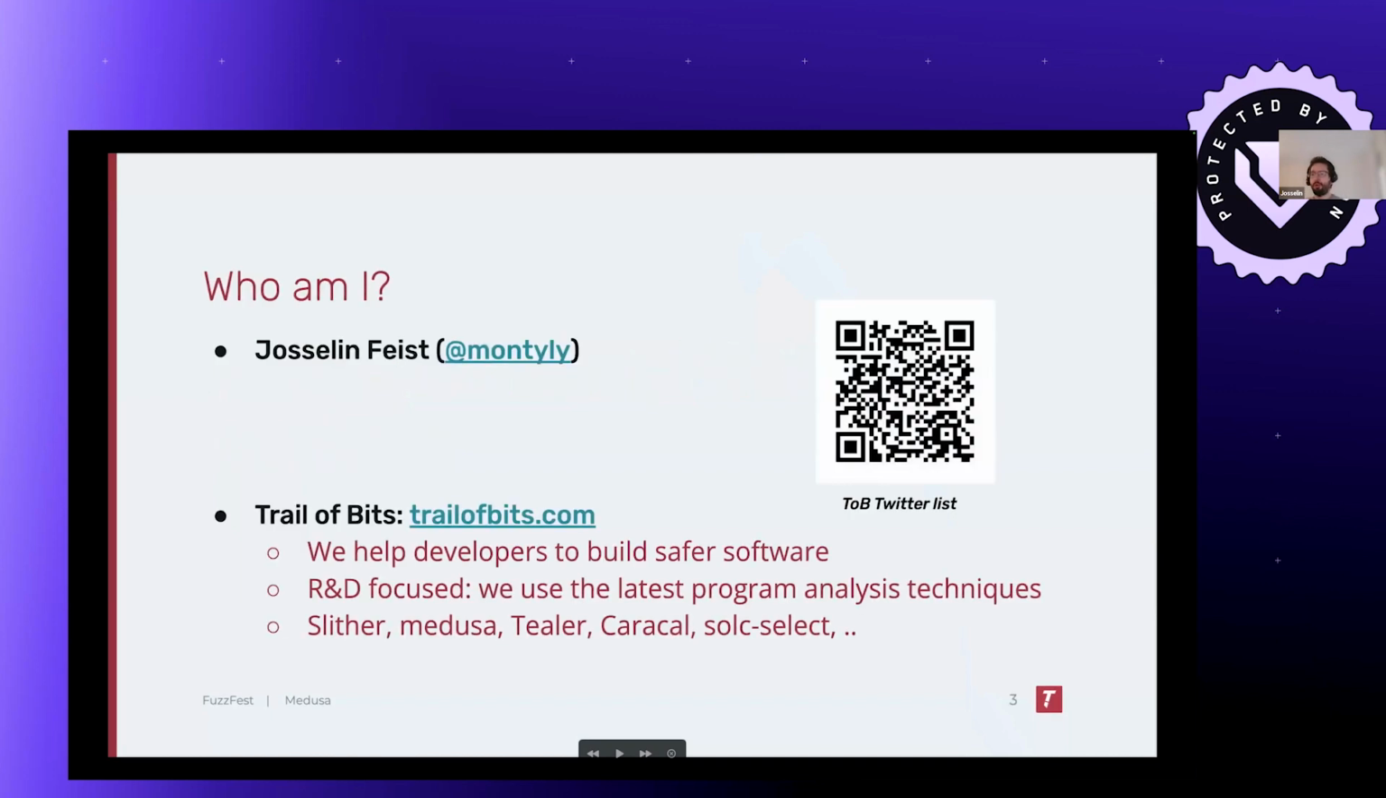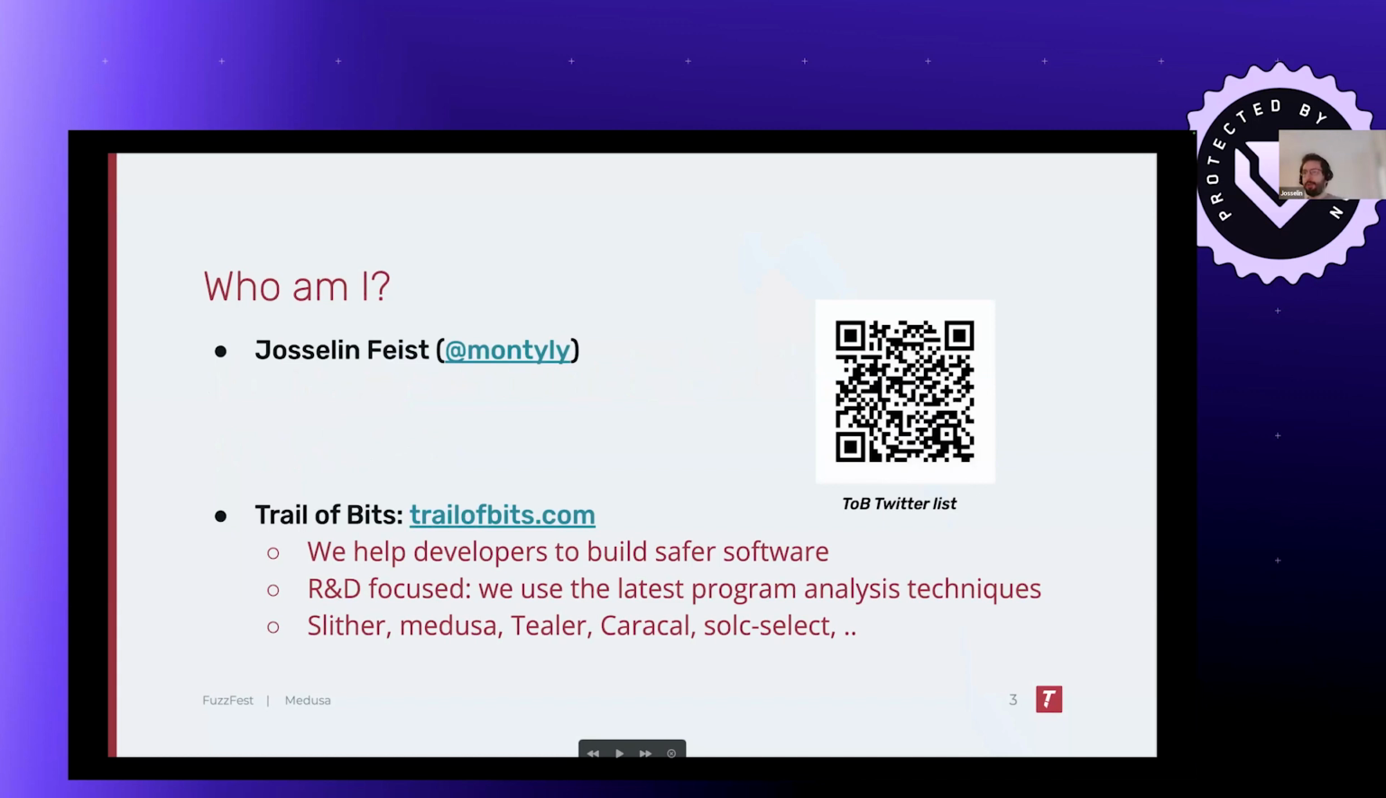First things first, who am I? My name is Josselin. I'm the engineering director of the blockchain team at Trail of Bits. If you don't know us, we are a security company where we specialize in high-end security technology. We work in the blockchain space, but we also work in traditional application security. We do cryptography, we do machine learning security, and so on.